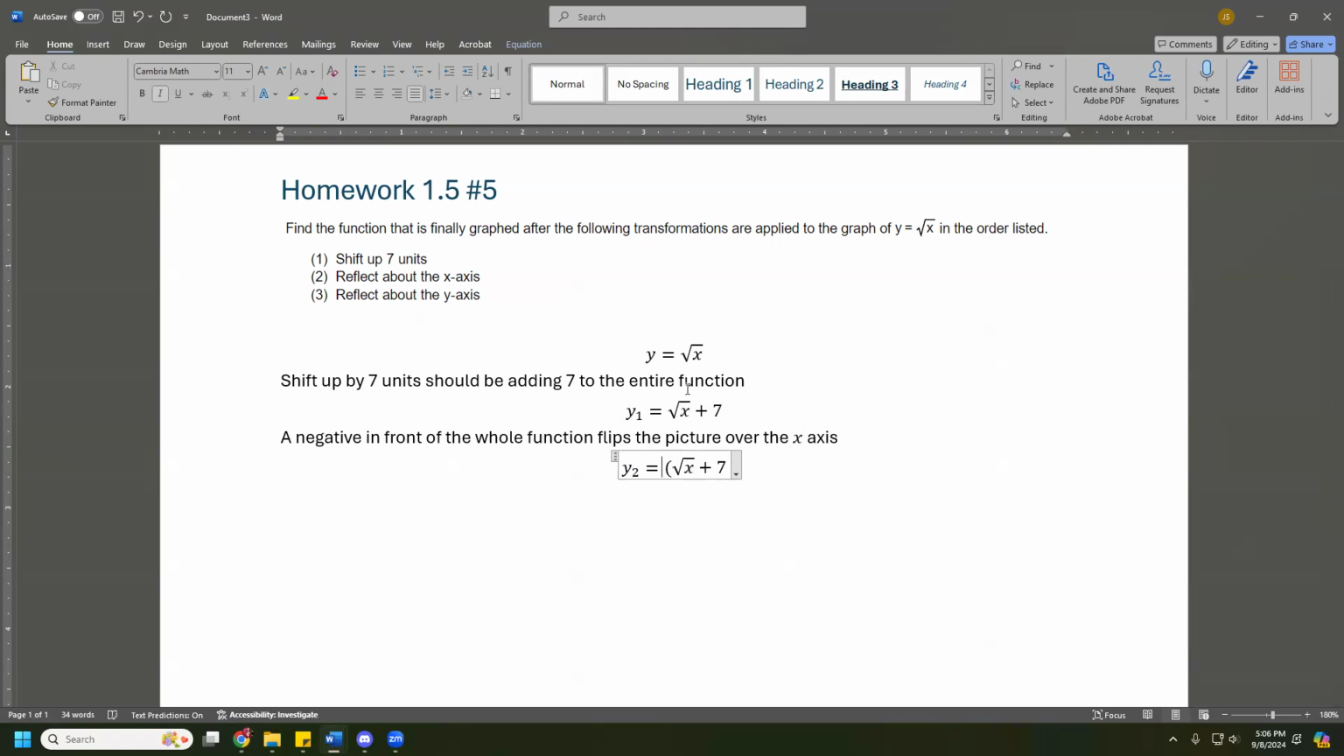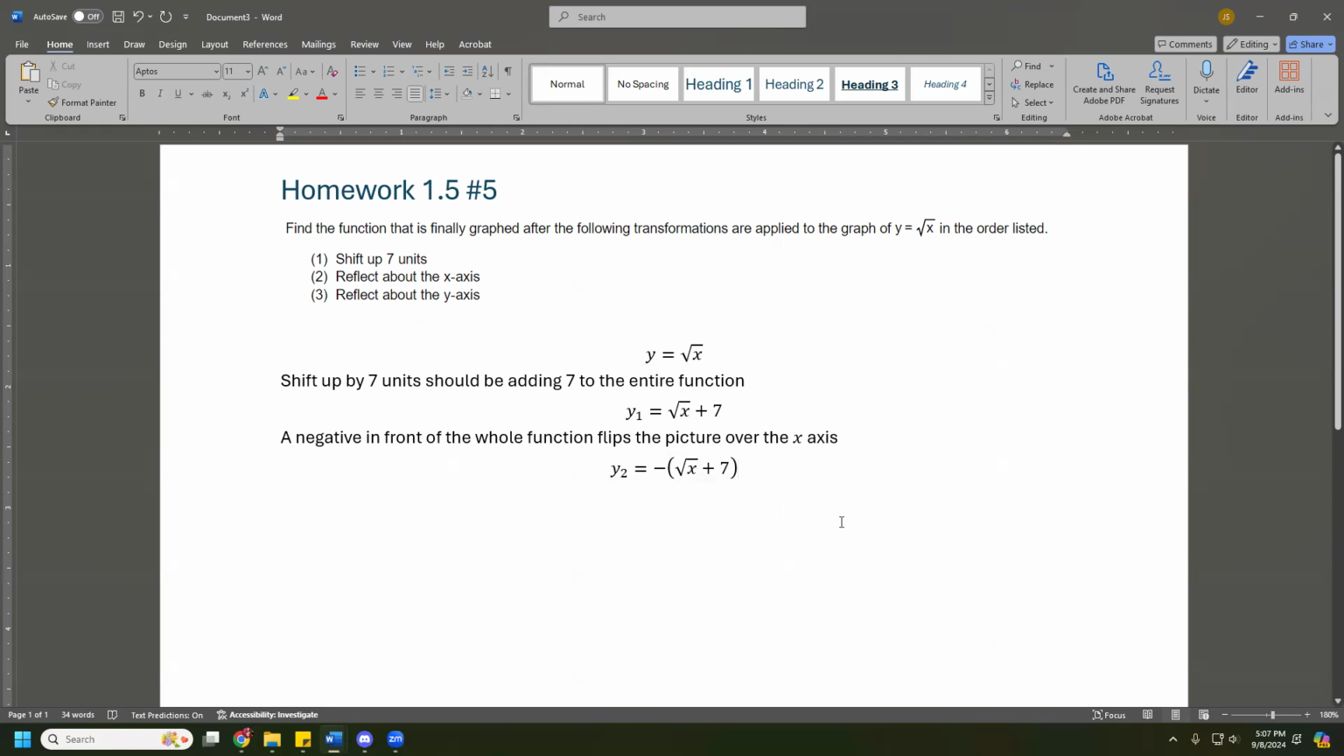Now notice that without the parentheses, this would be wrong. If I just put a negative in front like that, that would be incorrect because that only multiplies the square root by a negative. The entire thing needs to be multiplied by a negative in order for it to do that flip.